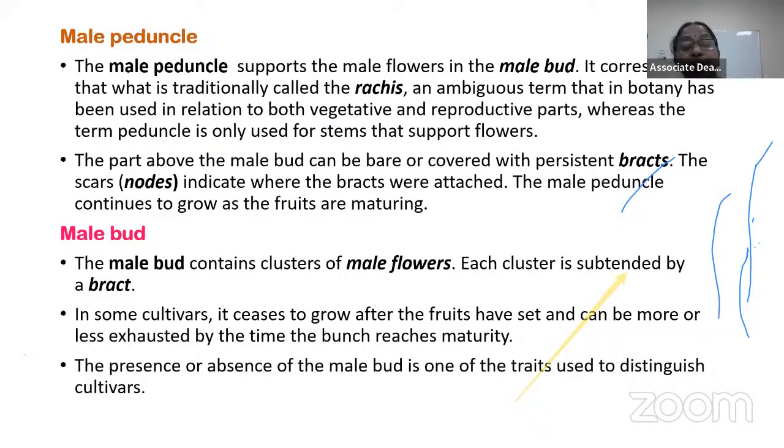And the male peduncle continues to grow as the fruits are maturing. This male bud contains a cluster of male flowers, and each cluster is again subtended by a bract, which is a modification of the leaf itself. In some cultivars, it ceases to grow after the fruits have set, and it can be more or less exhausted by the time the bunch reaches maturity. The presence or absence of the male bud is one of the traits used to distinguish the cultivars.